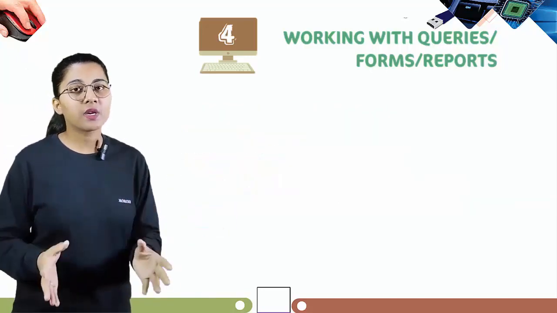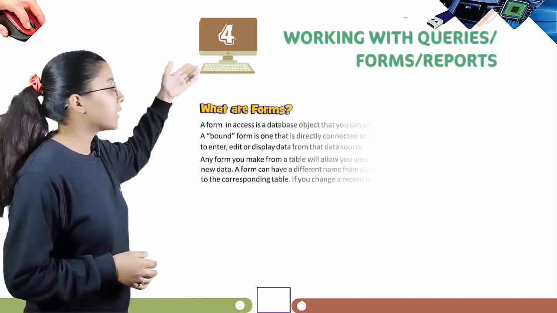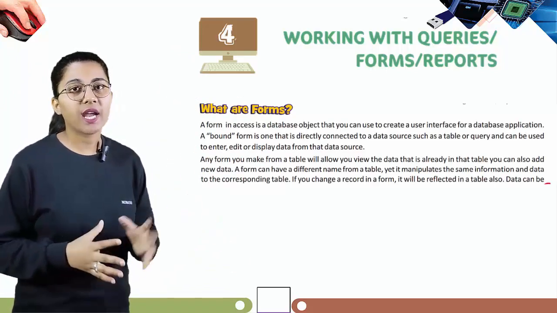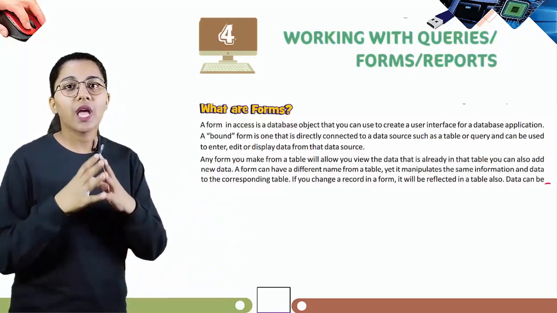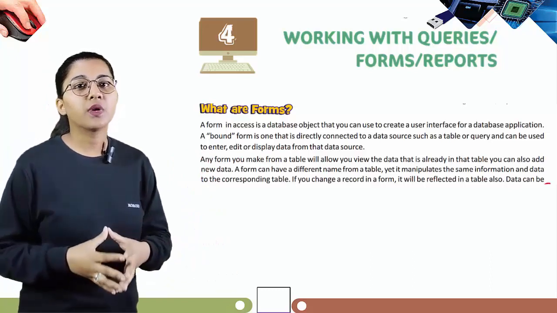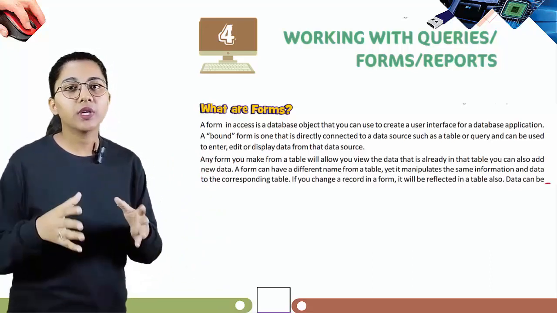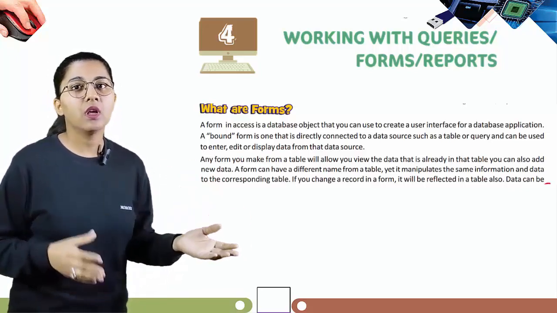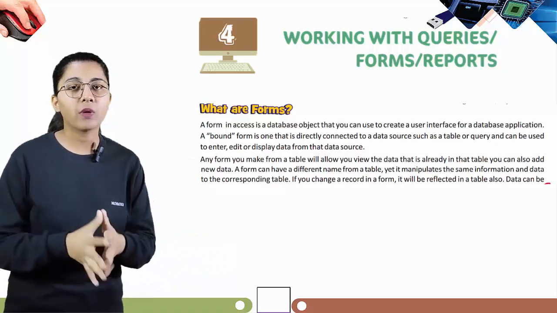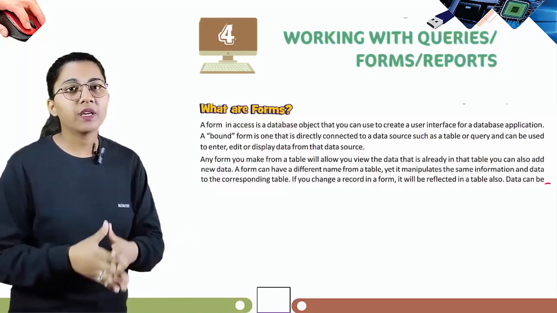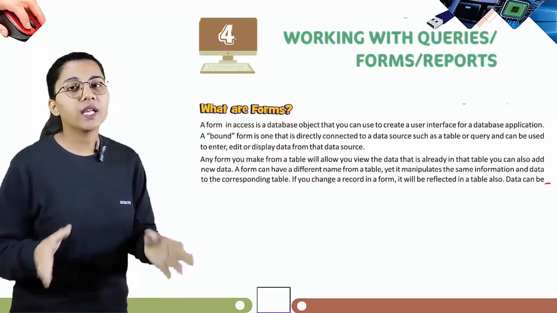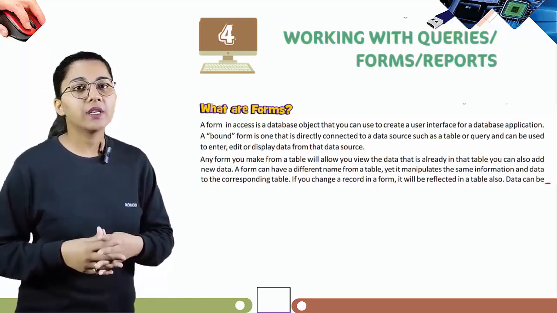Now students, let's jump to our next topic, that is, what are forms? A form in Access is a database object that you can use to create a user interface for a database application. A bound form is one that is directly connected to a data source such as a table or query and can be used to enter, edit or display data from that data source. Any form you make from a table will allow you to view the data that is already in that table. You can also add new data.